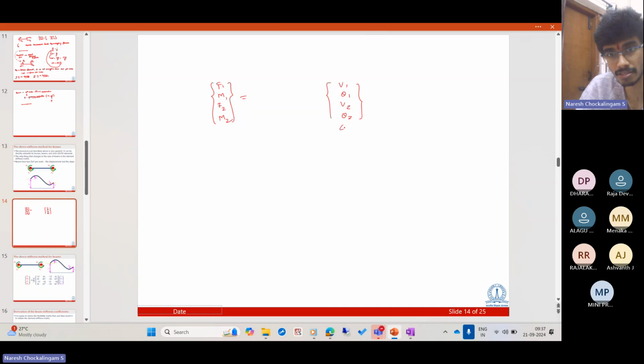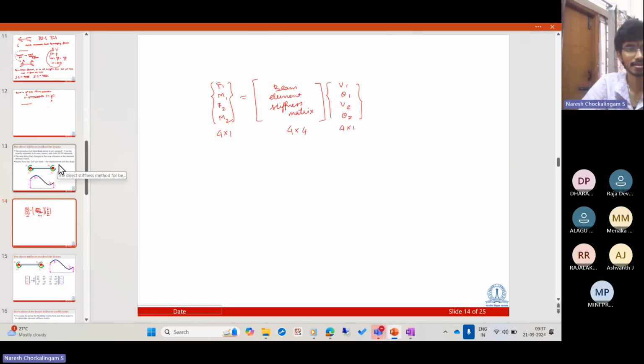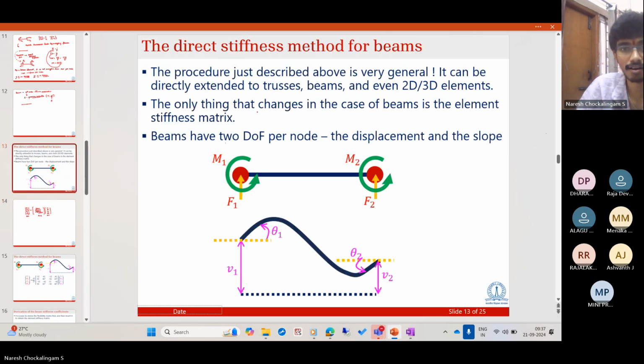So you have a 4 cross 1, and this is 4 cross 1. So you need a matrix that is 4 cross 4, which relates them. And this is the beam element stiffness matrix. Right? So the only thing that changes in our code will be the beam element stiffness matrix, and everything else is the same.